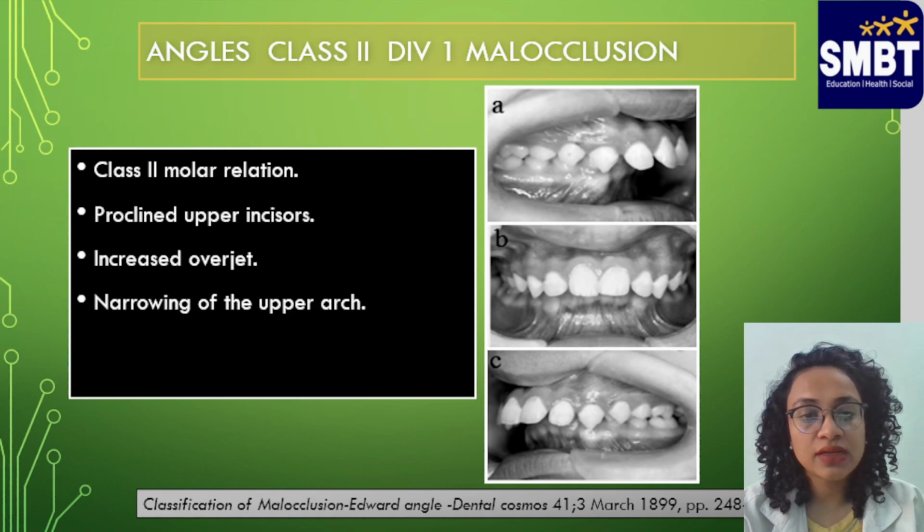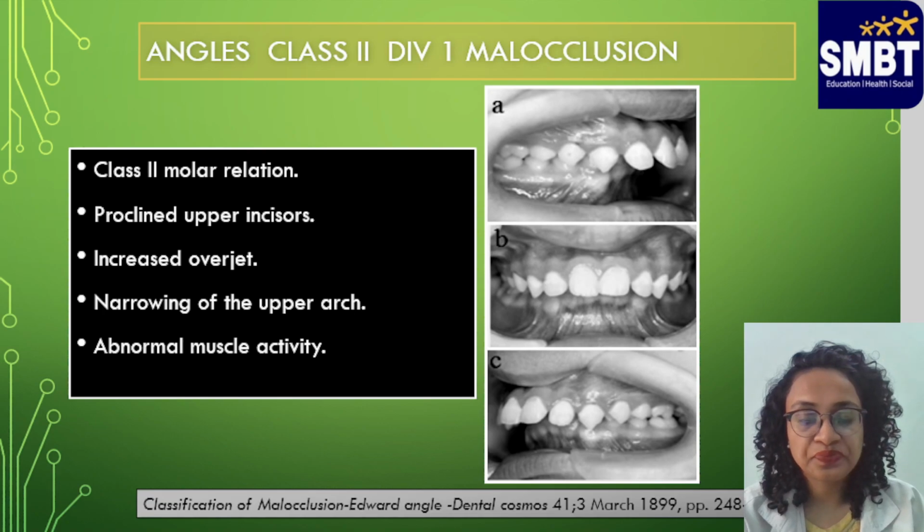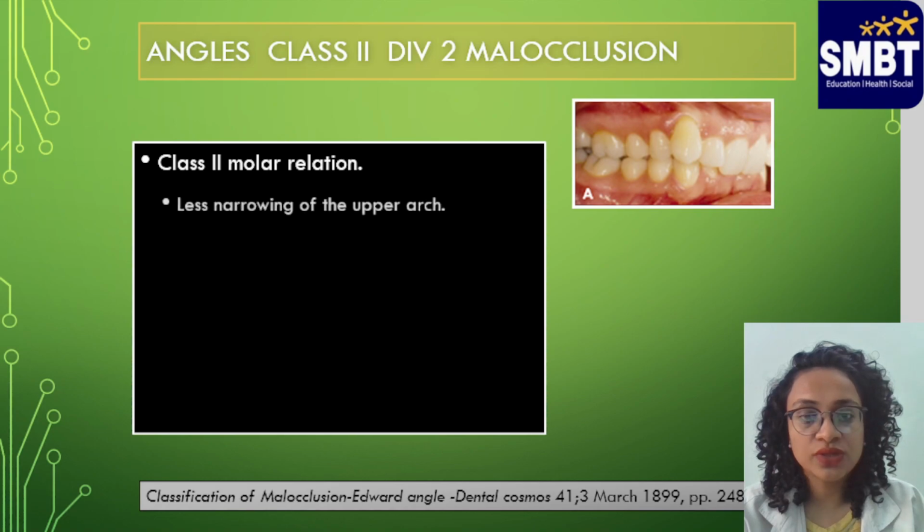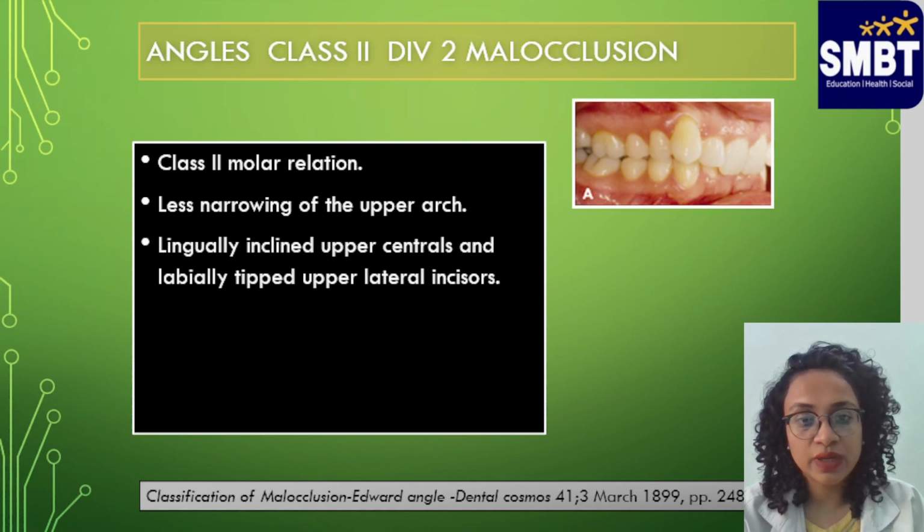Let us see about Angle's class 2 division 1 malocclusion. Here we can see in the diagram there is a class 2 molar relationship. There are proclined upper incisors, the overjet is increased, there is narrowing of the upper arch and there is abnormal muscle activity. Now the next division is Angle's class 2 division 2 malocclusion, where again there is a class 2 molar relationship. We can see in the diagram, we can appreciate it on the right side. There is less narrowing of the upper arch.